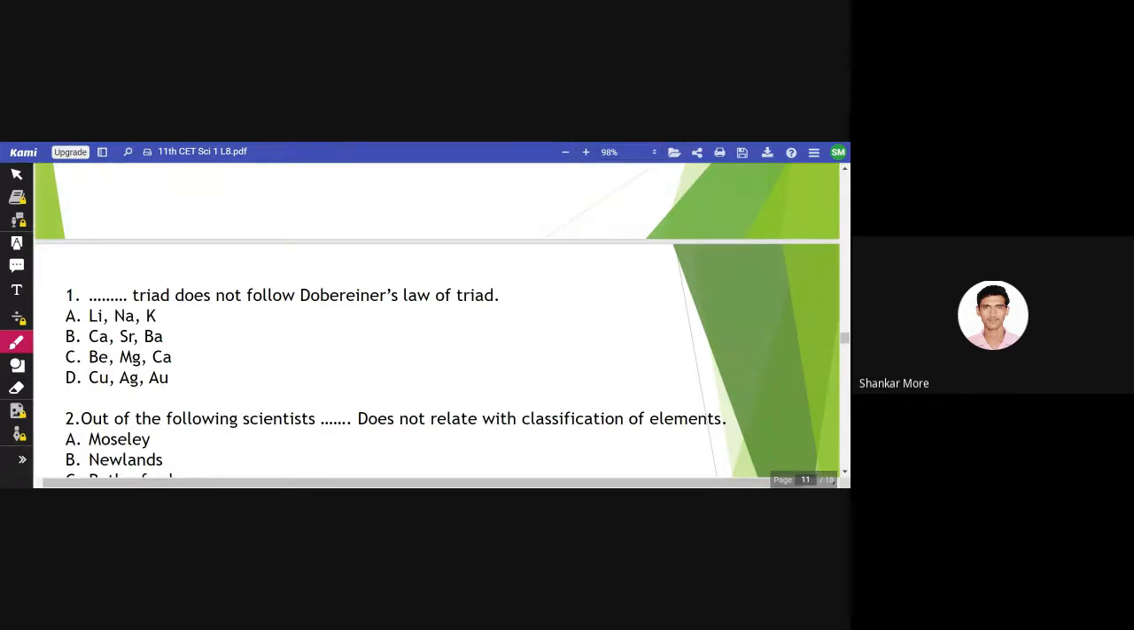No. Option D is the correct one. Copper, gold, and silver. This is not Dobereiner's triad. Am I right or wrong? The question is, which triad does not follow Dobereiner's law? All other three, they follow the law of triad. No, option C is not correct. Students, if you go through your book, option C is the wrong one. Let me just show you. Okay, so just wait for a second. I'll show you the thing.